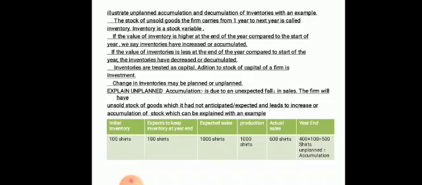And if compared to the start, at the end the inventory has become more, stock has become more, it is accumulation. And compared to the start, at the end the stock has become less, it is decumulation. And this accumulation and decumulation, increase or decrease in the stock, may be planned or unplanned. And today we have seen an example of unplanned accumulation. Okay, that is because an unexpected fall in the sales leads to unplanned accumulation.